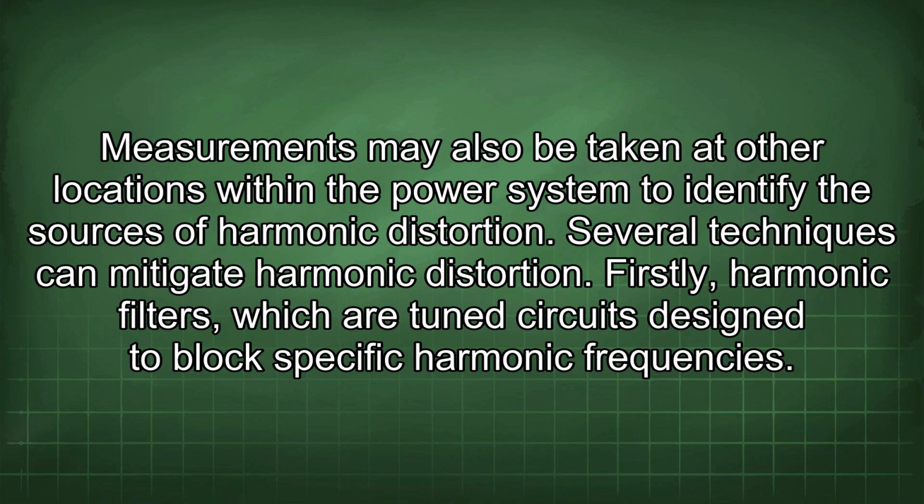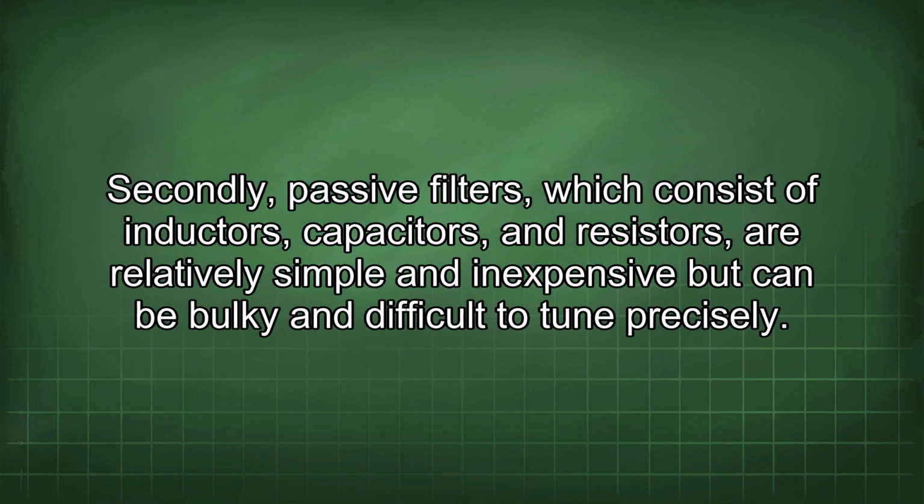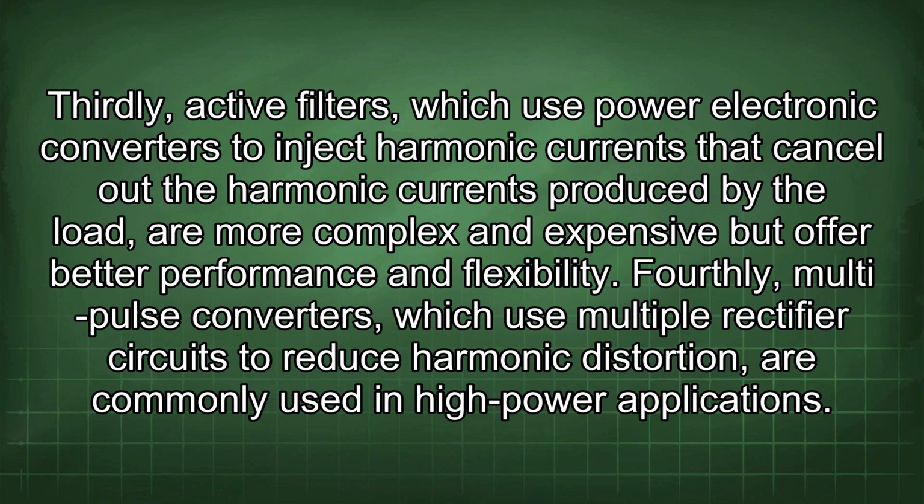Several techniques can mitigate harmonic distortion. Firstly, harmonic filters, which are tuned circuits designed to block specific harmonic frequencies. Secondly, passive filters, which consist of inductors, capacitors, and resistors, are relatively simple and inexpensive but can be bulky and difficult to tune precisely. Thirdly, active filters, which use power electronic converters to inject harmonic currents that cancel out the harmonic currents produced by the load, are more complex and expensive but offer better performance and flexibility.